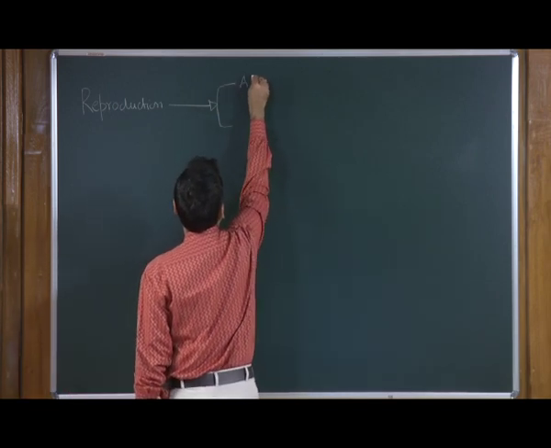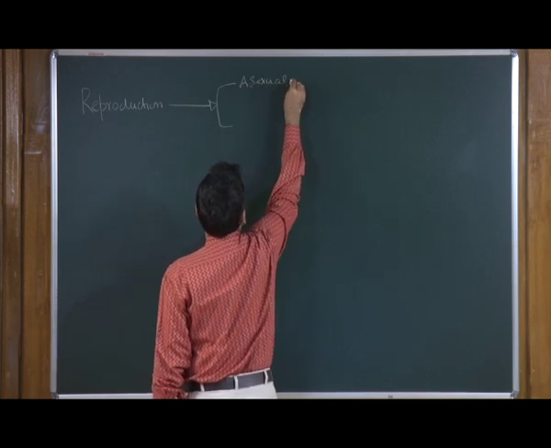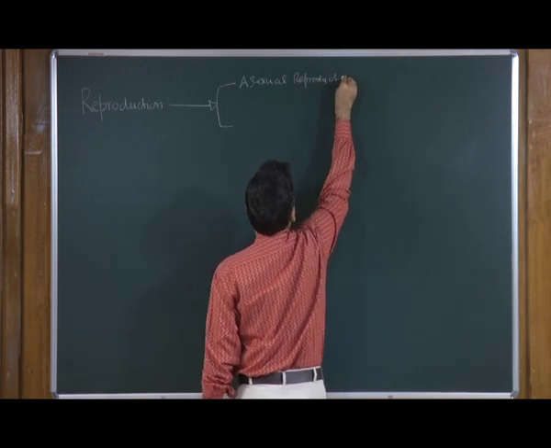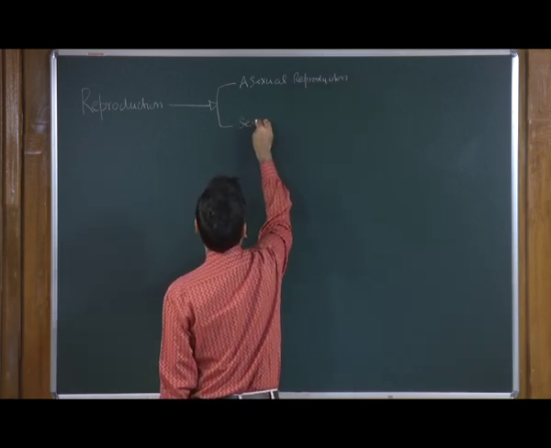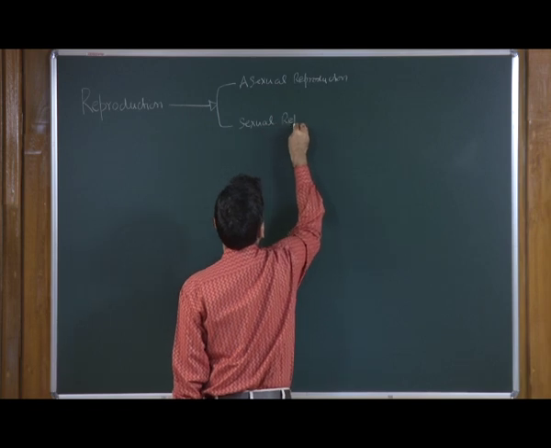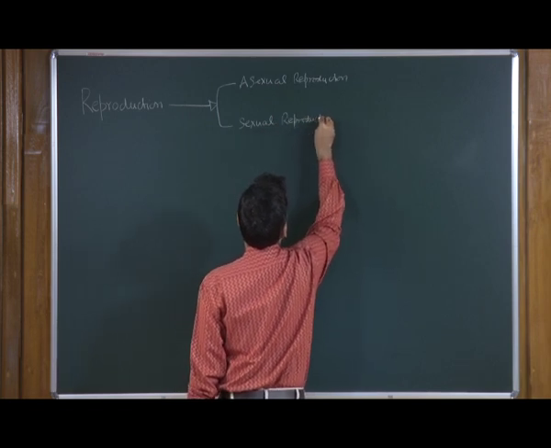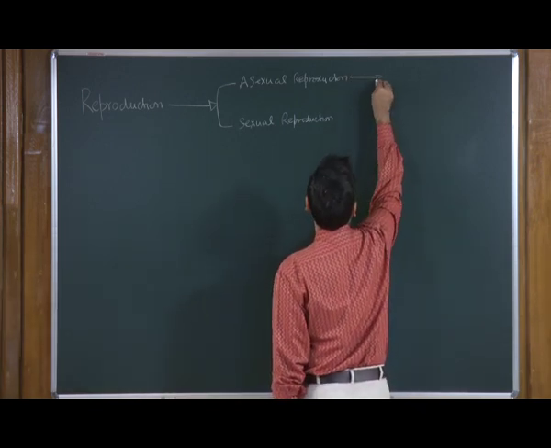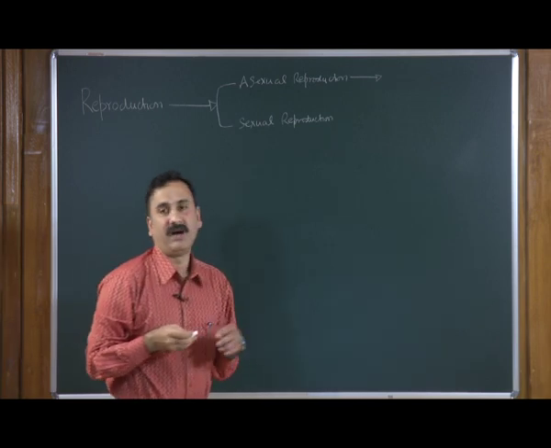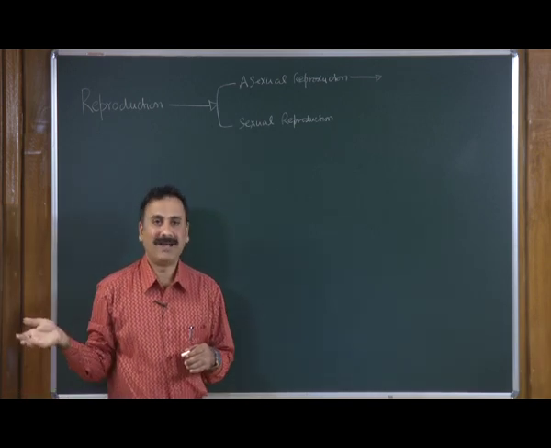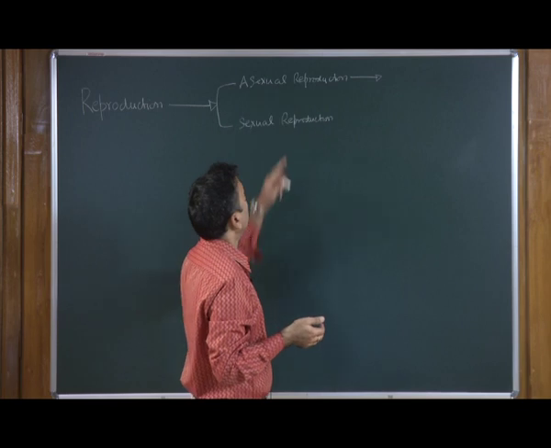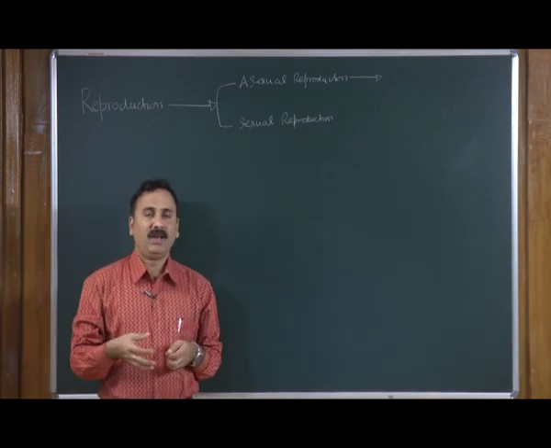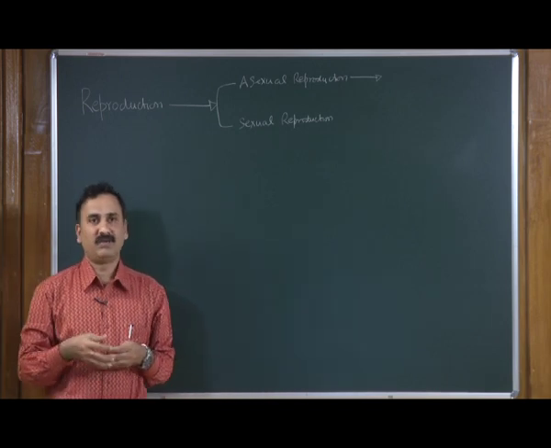One is called asexual reproduction, and the second one is called sexual reproduction. What is meant by asexual reproduction is that the vegetative part of the plant will give rise to a new plant. So, in asexual reproduction, the plant reproduces itself and does not require the help of a specialized organ or specialized system.